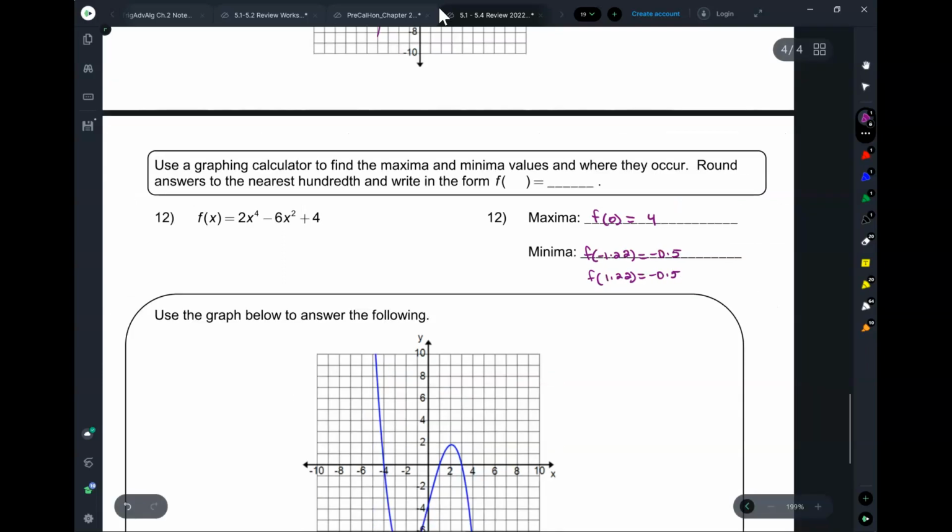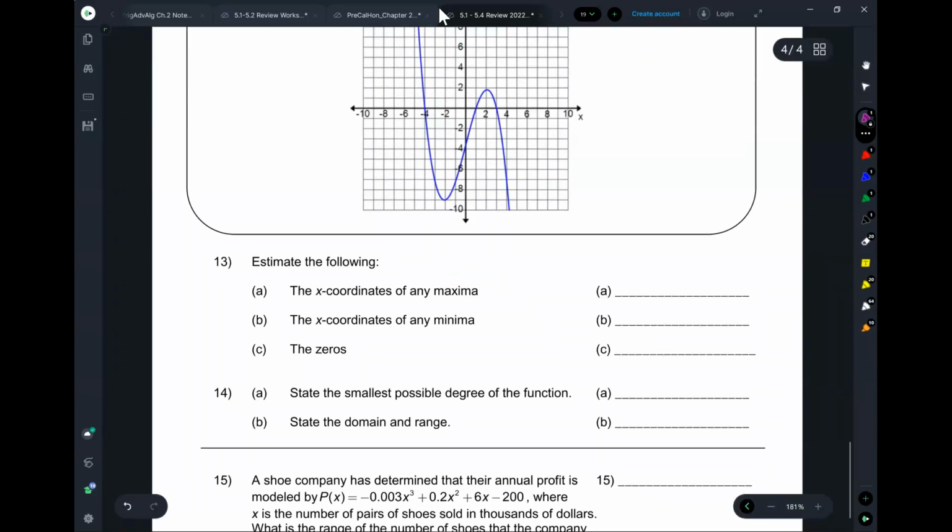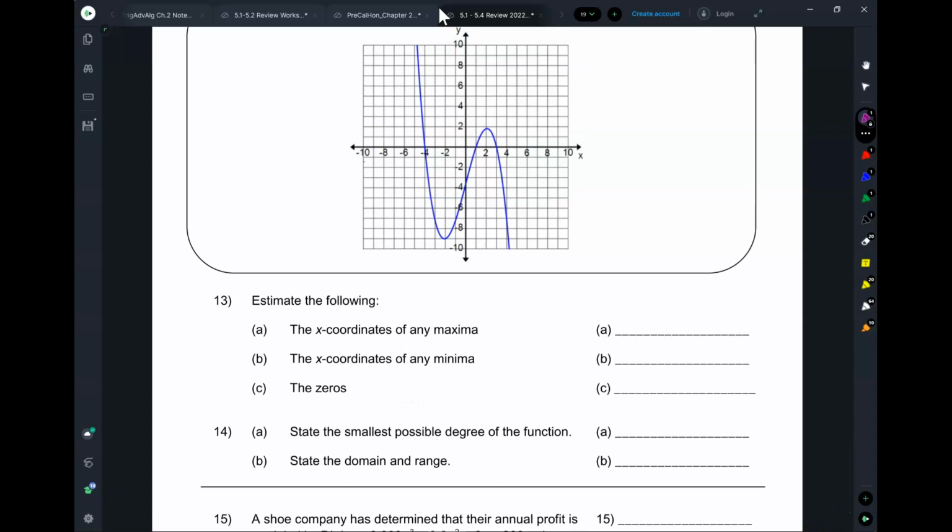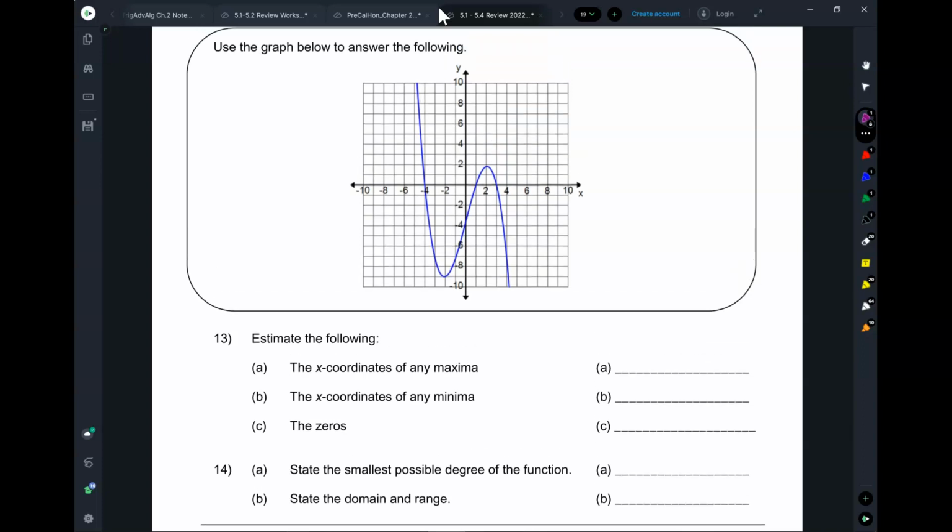Okay, so let's do this one. The x-coordinate of any maximum. So remember, we said that in math, when we use the word any, it doesn't say choose one. So for that, it would have been the x-coordinate of a maximum point. You know what I mean? Okay.